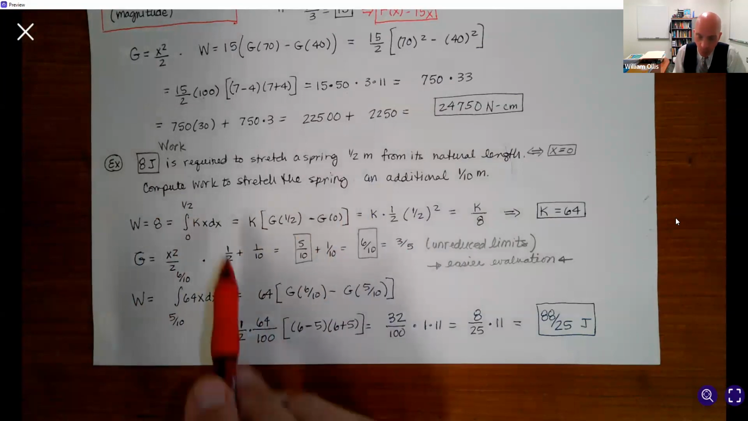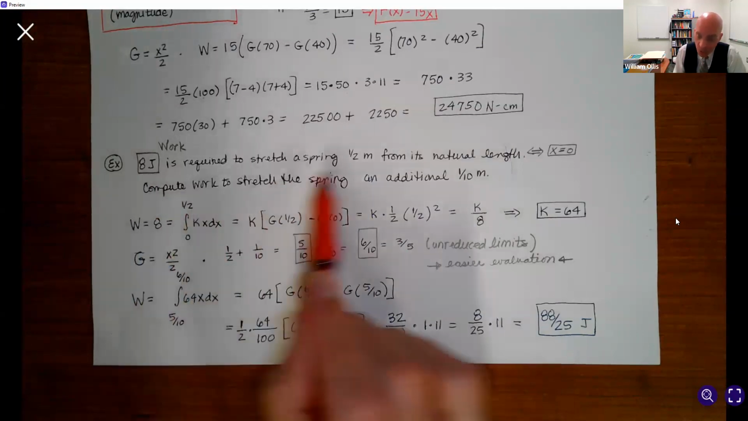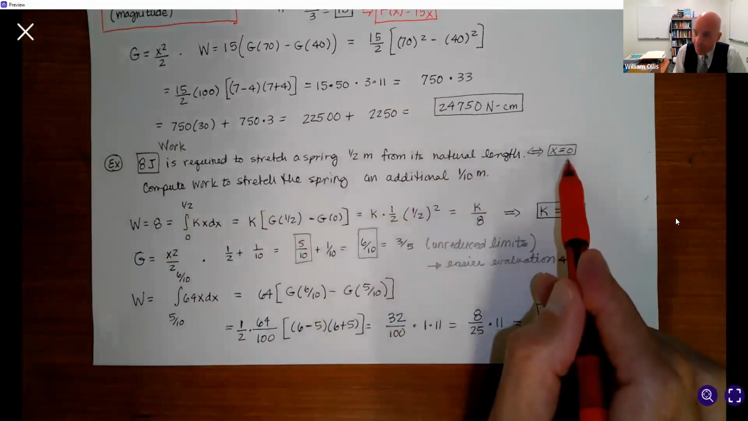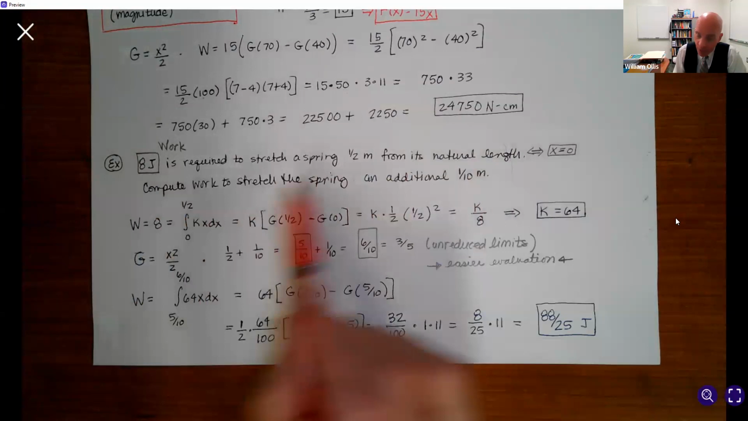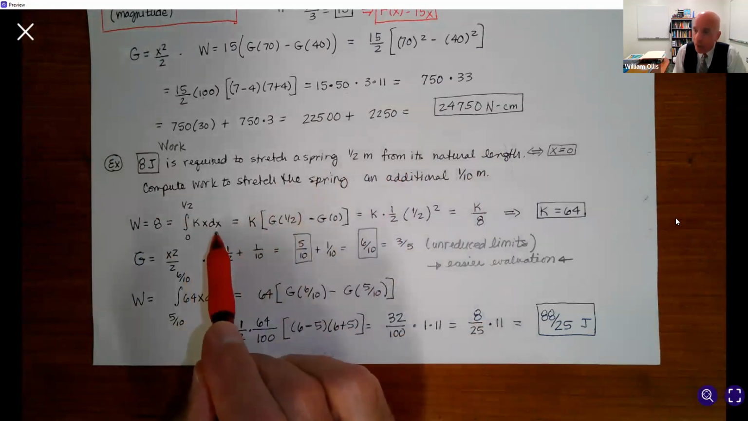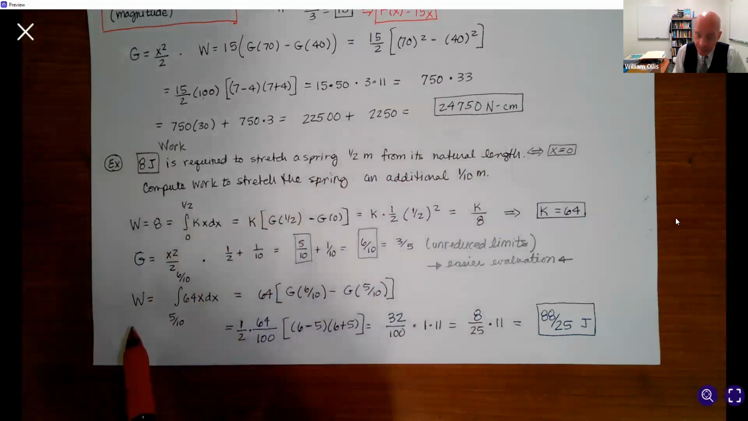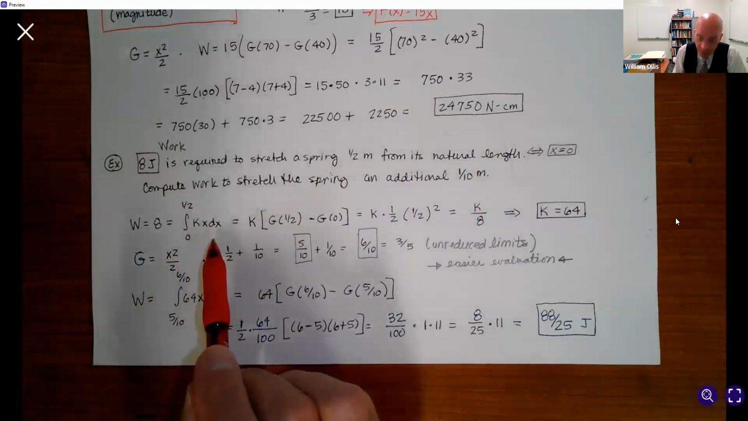As I've said before, this will be by Hooke's law, the integral from 0 to 1/2. Again, we take x to be 0 as the base point. The upper limit is 1/2 meter, Kx, or the force over a distance. So we have Kx dx. Now here we just simply integrate.